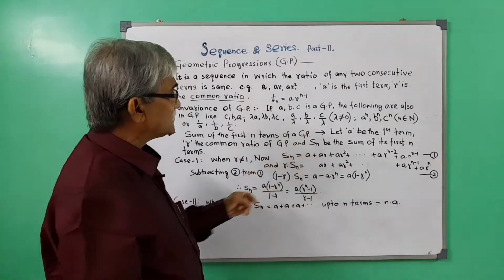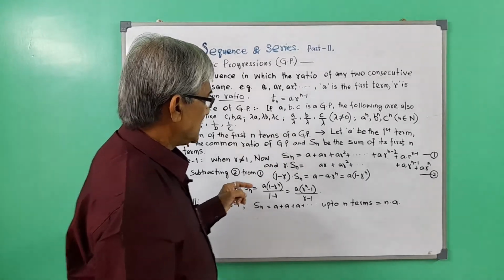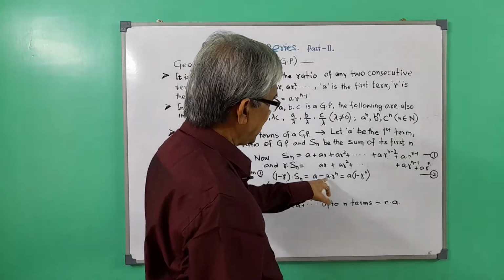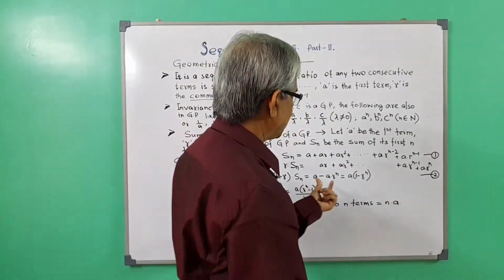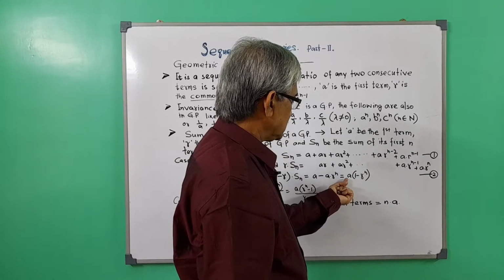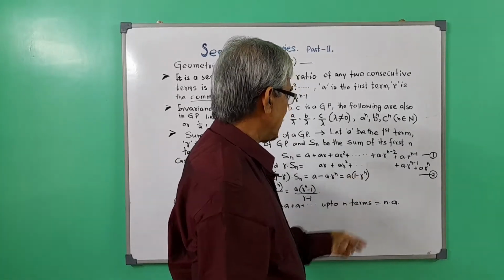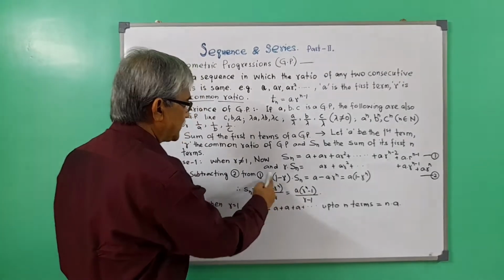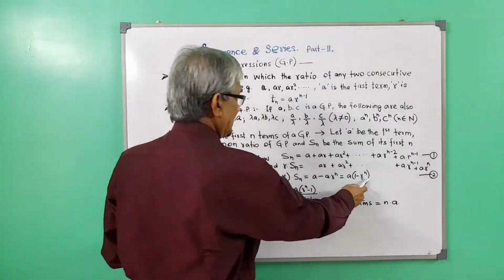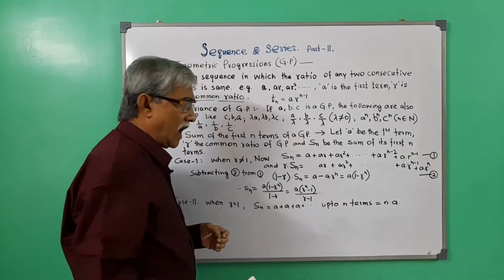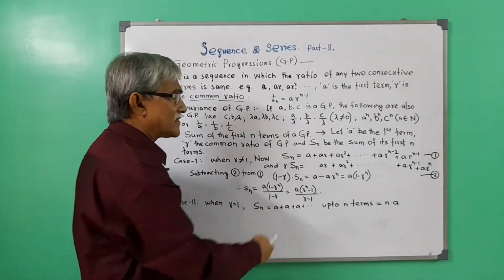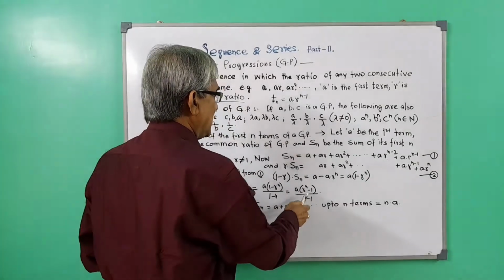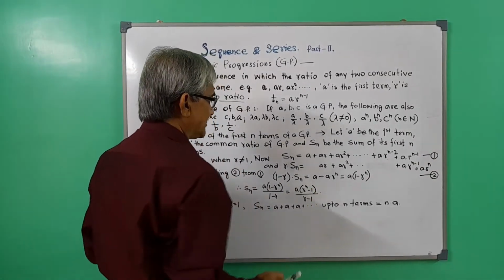Then if we subtract equation 2 from equation 1, then 1 minus r into Sn is equal to A minus A into r to the power n. Take A common. Therefore, this is equal to A whole into 1 minus r to the power n. Or else Sn is equal to A into 1 minus r to the power n by 1 minus r. If you take minus 1 common from both the numerator and the denominator, this will become A into r to the power n minus 1 upon r minus 1.